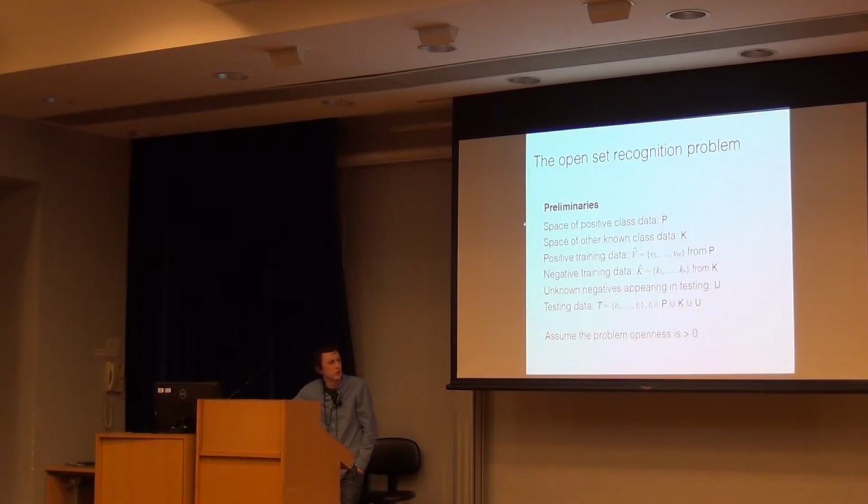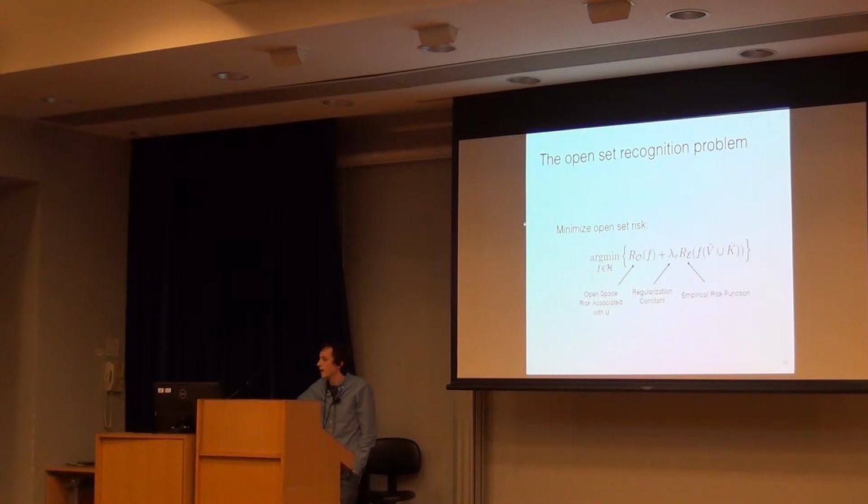And this is kind of confusing, because where do those unknowns come from if we're doing evaluation? Well, we have to obviously simulate them. So that would be some kind of held out set of data, which we bring in later. And then testing data is just going to be the union of all of those things. And then we'll always assume that the problem openness is greater than 0.